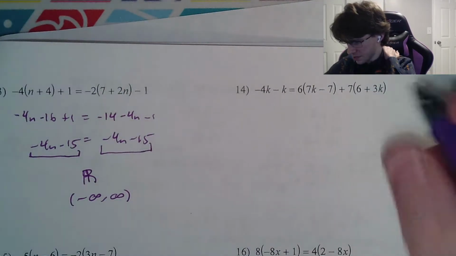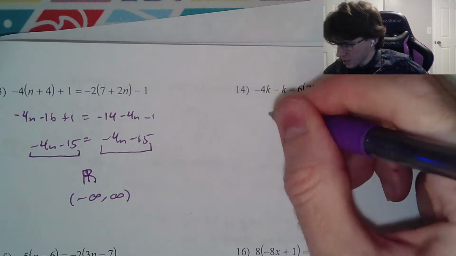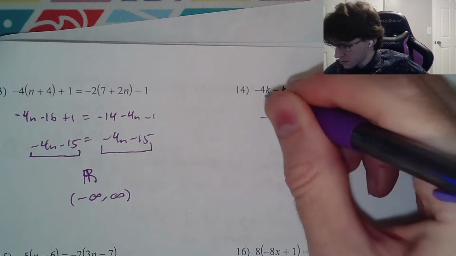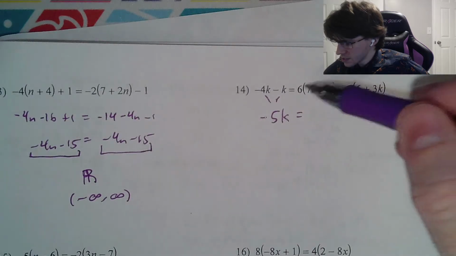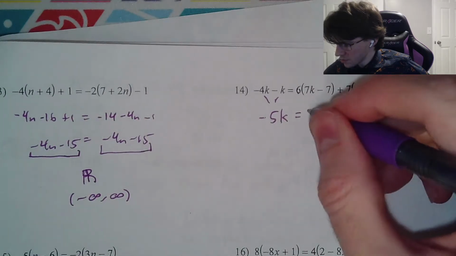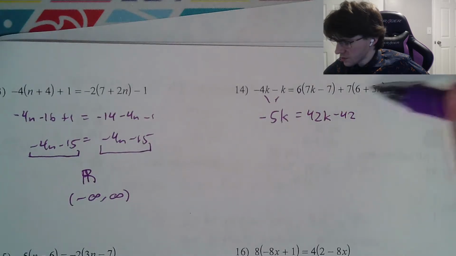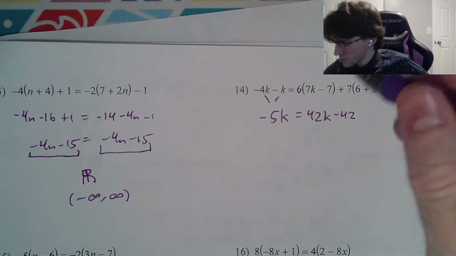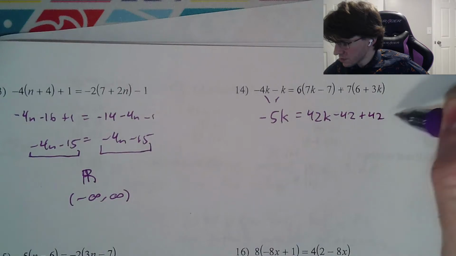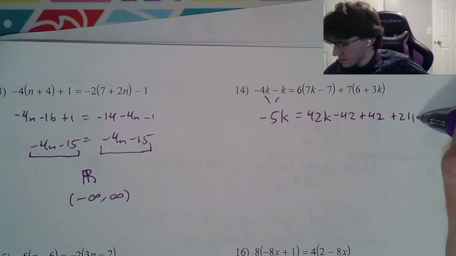On the left-hand side, we're adding like terms. Negative 4k minus k is negative 5k. So these two come together. And then the 6 gets distributed to both, and we get 42k minus 42. And then over here, same idea, the 7 is getting distributed. So plus 42 plus 21k.